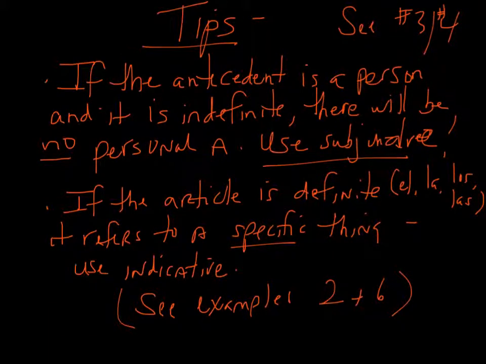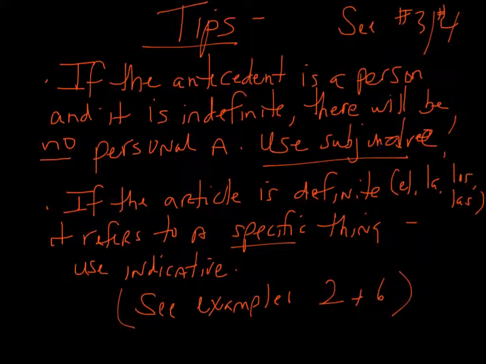Okay, some quick tips that help you to identify whether the noun being described in the adjectival clause exists or does not exist. If the antecedent, or the word that's being described, is a person, and it is indefinite, there will be no personal a, so you can use the subjunctive. You can see examples 3 and 4 for that. I know a person that lives in New York versus I want to meet a person. You'll notice in the example where it says I know a person, there's a personal a in there. So when you have a personal a, the person exists, so you would use the indicative. If you don't have a personal a, the person is non-existent, and we would use the subjunctive.